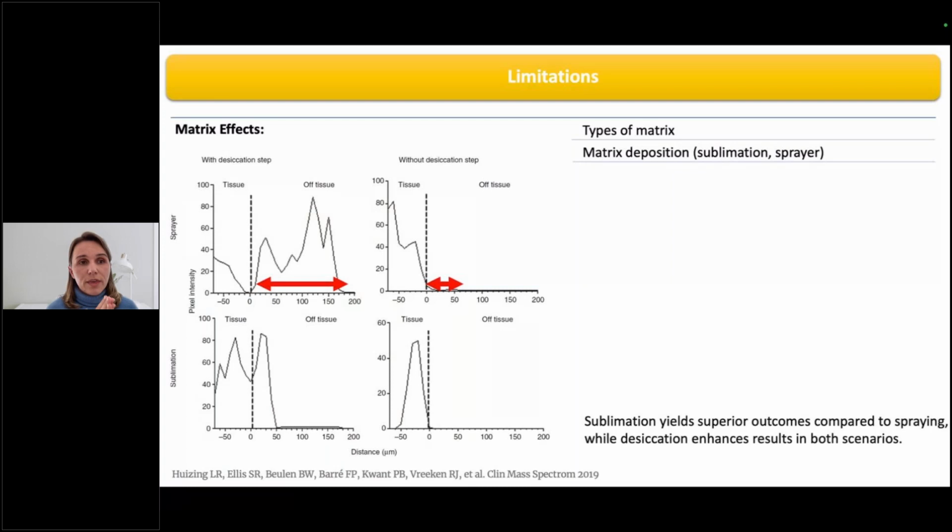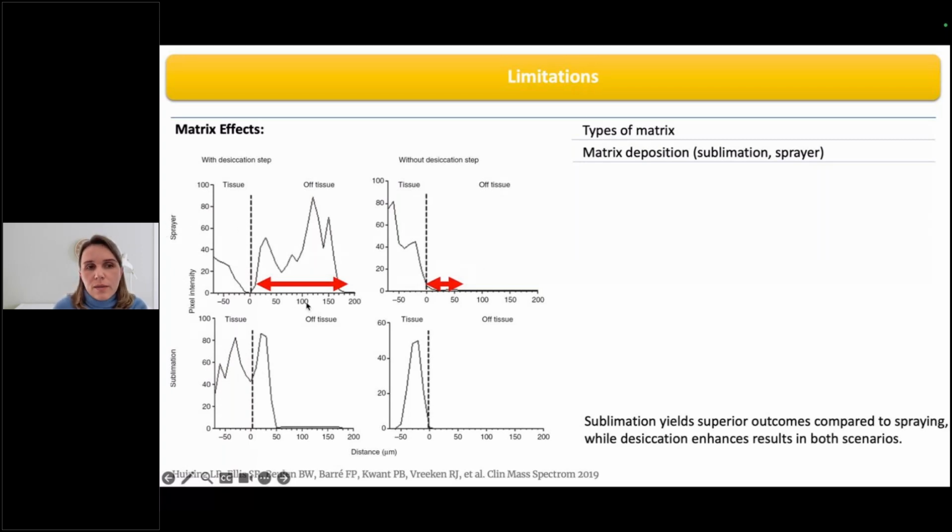The second thing I want to draw attention to is the matrix effect. So I said that the matrix is a chemical compound that you put on the surface of your tissue in order to ionize your tissue for better identification. It's important to know how you will deposit this matrix. So I earlier mentioned that it's either with a sprayer on the first graphics or with sublimation.